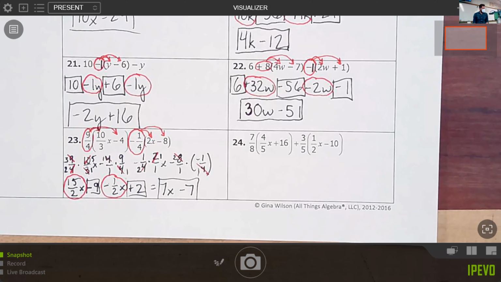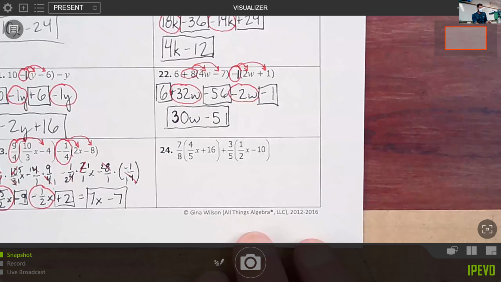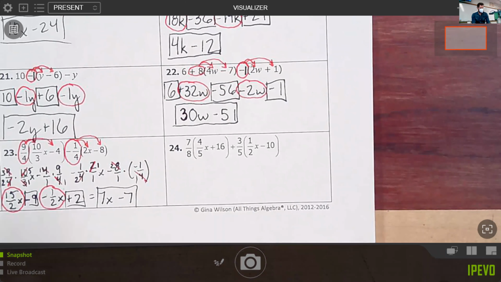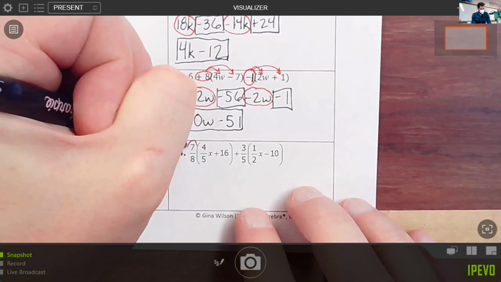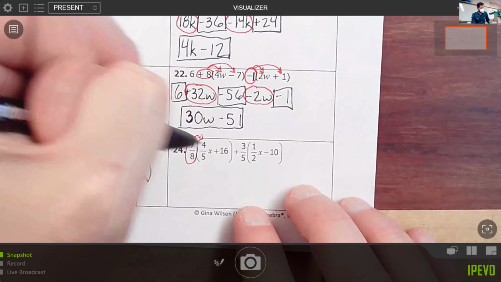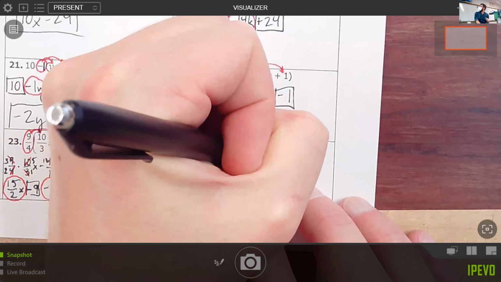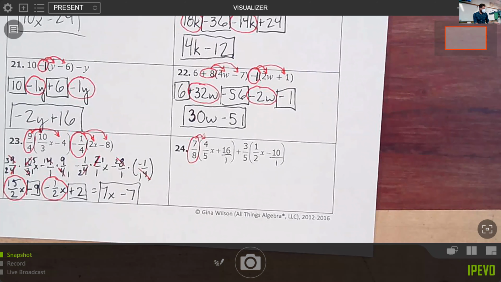All right. Last one. Here we go. I'm going to make this one a little bit quicker because it's going to be the same difficulty as this one that we just did. So I'm going to do the multiplication a little bit faster this time. I'm going to put the 16 over a 1 inside here, and I'm going to put the minus 10 over a 1 inside those parentheses. That way we can try to combine some of this without rewriting the whole thing again.